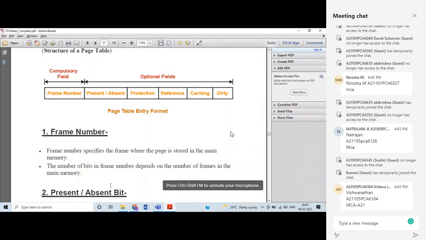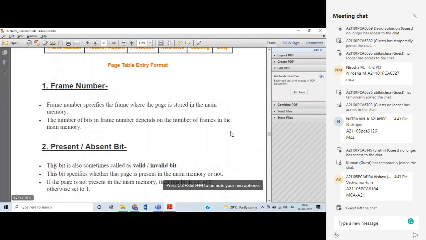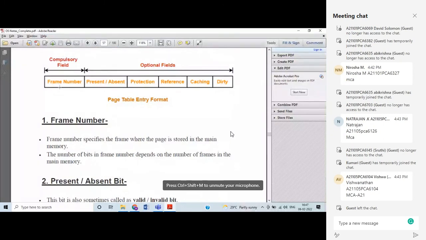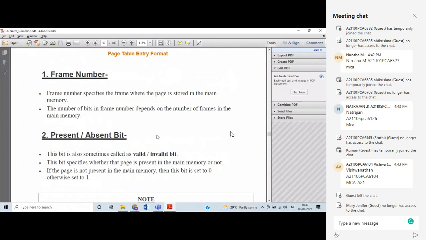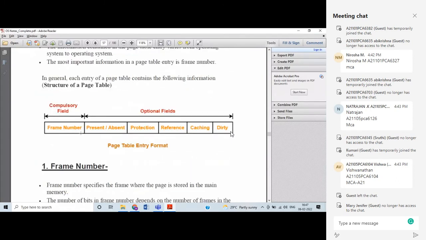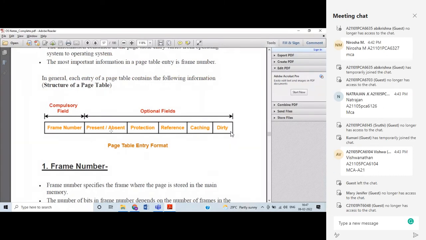Frame number means it will indicate the frame number for a particular page, and present or absent will tell you whether the page is valid or not valid. Valid or not means, at the particular moment, whether that particular page is in main memory or not. நம்ம என்ன பண்றோம், main memory அப்பப்ப நம்ம swap பண்ணிட்டே இருக்கோம் இல்லையா pages.